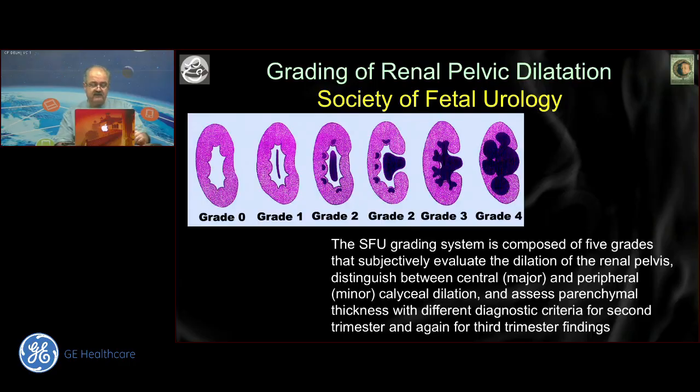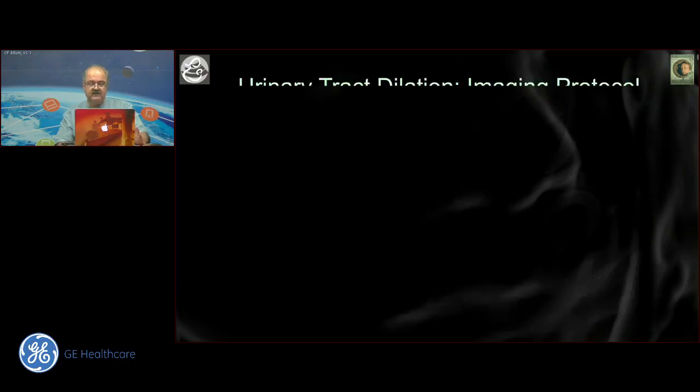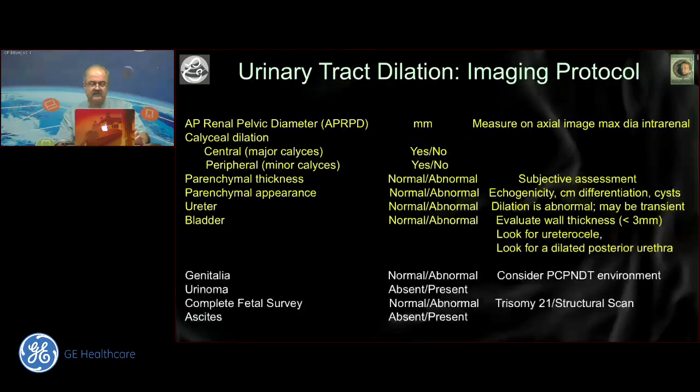But what we moved on to is this, which is a nice imaging protocol, and then all the measurements. And we will discuss measurements shortly. But essentially what we do is that we focus on and measure, when dilated, the AP diameter of the renal pelvis. We look to see whether there is dilatation of the central or the peripheral calyces. We look at parenchymal thickness. We look at the appearance of the parenchyma. This is all subjective. We look for dilatation of the ureter or overdistension of the bladder.